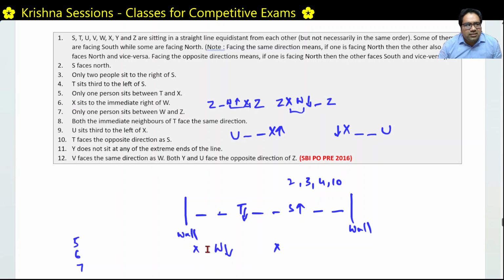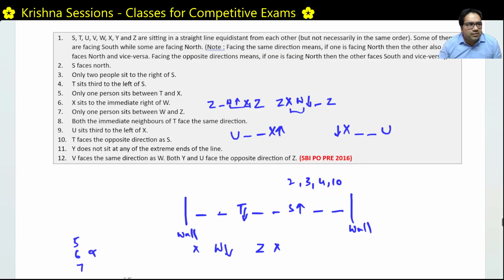So where can Z sit? There is no option towards here because there is only one seat left, and one person has to stay in between W and Z. So obviously this has to be Z. Right. This has to be Z. Forget about direction. There is only one slot for Z. Now, there is one more condition. Right. There is condition number 9.